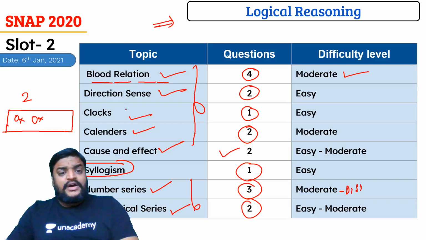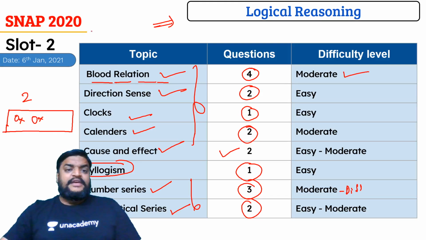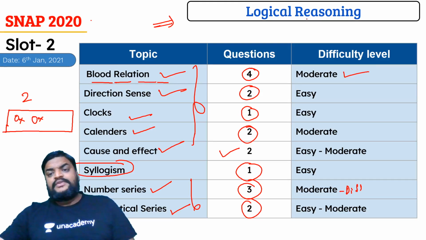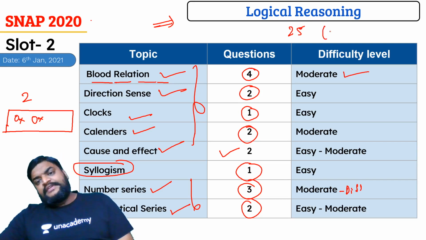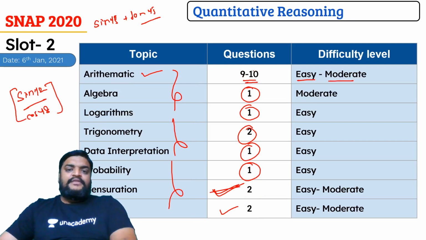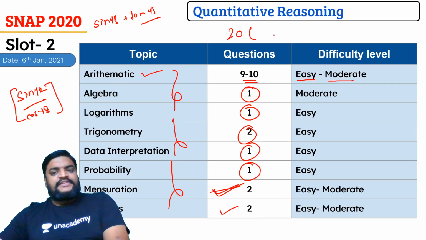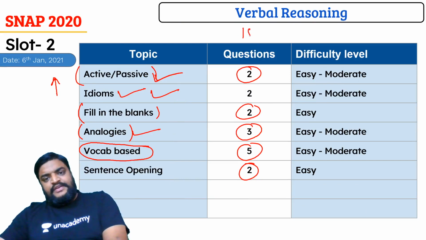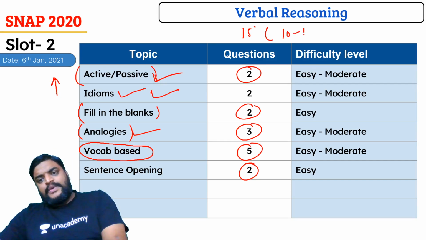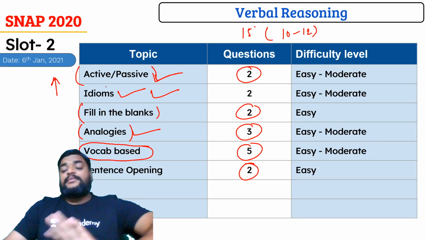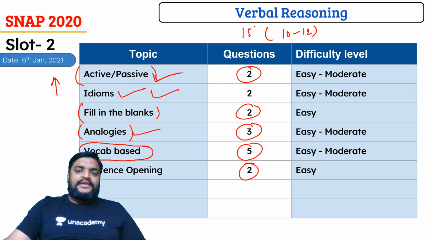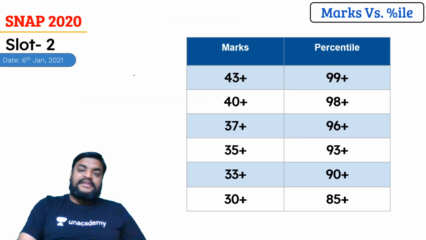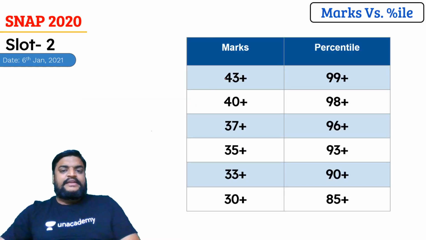If I speak of overall, in logical reasoning there were 25 questions in all, and I believe somewhere around 20 to 22 is a good attempt. For quant, there were 20 questions in all, and somewhere around 16 to 18 is a very good attempt. And for verbal, you had 15 questions, and I believe 10 to 12 is a good attempt, assuming 100% accuracy.